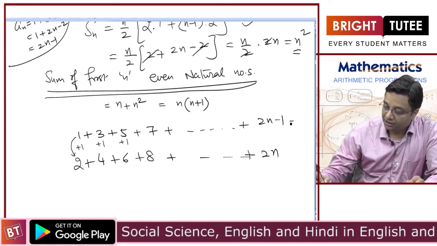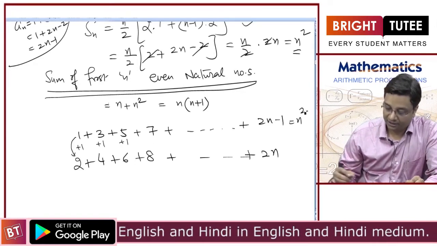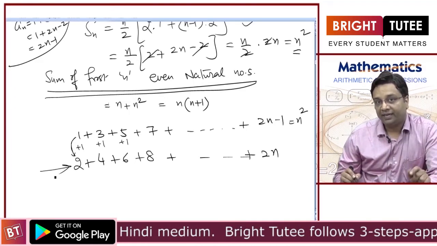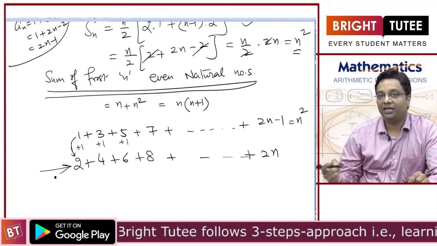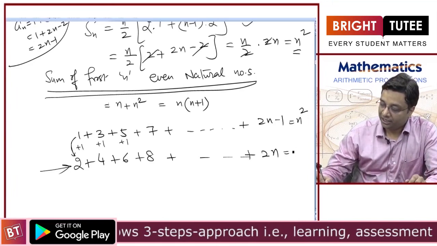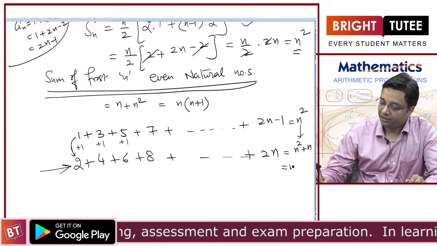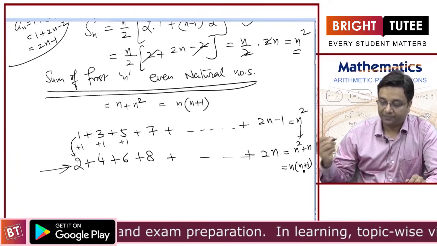What was this sum? This was n square, right? And how do I obtain this sum? Next, this one, by adding 1 to each term. How many times do I add 1? n times. So I can add n in this directly. It will give me n into n plus 1, right?